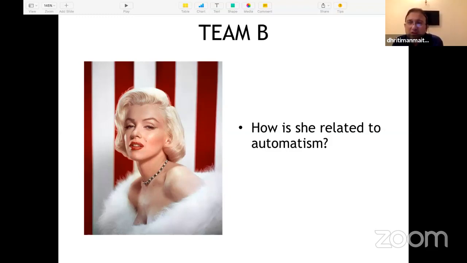She died of barbiturate poisoning. And automatism is something where you forget that you have taken your medicines and you take a second dose over and above the first dose, and then there is accidental overdosing and poisoning. So that is what had led to her death. So that is how she is related to automatism. So I think I'll give her a 5 because she identified the personality correctly.